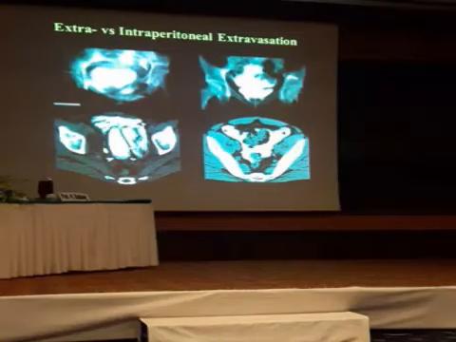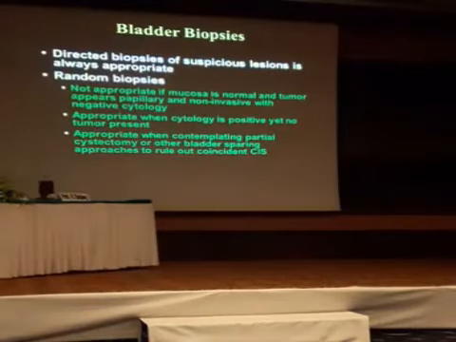So comparing them both, extraperitoneal versus intraperitoneal. This is extraperitoneal, this is intraperitoneal. And the key point, the pathognomonic feature, is that you can start to see the loops of bowel. So here, you can start making out the loops of bowel with the intraperitoneal rupture.